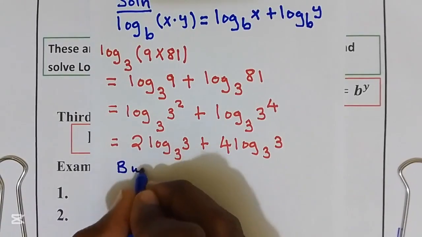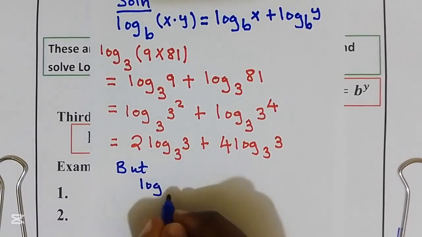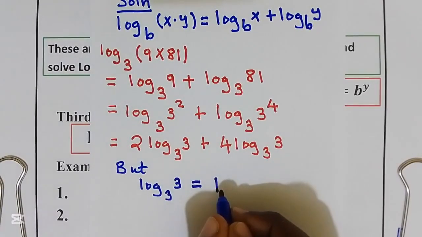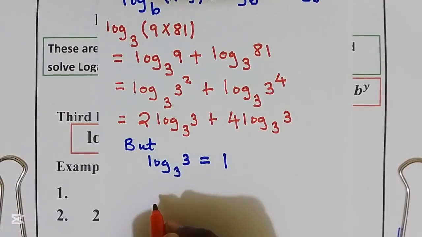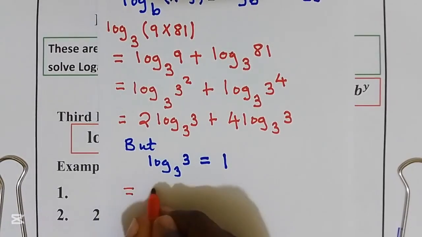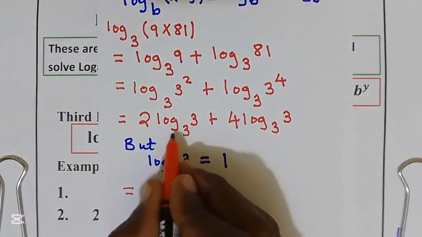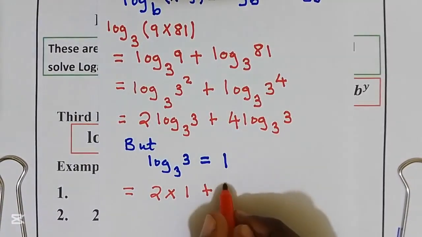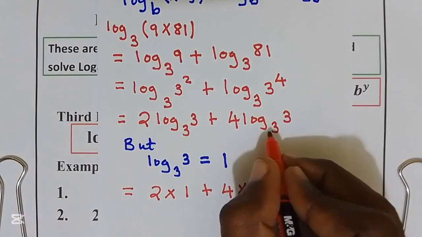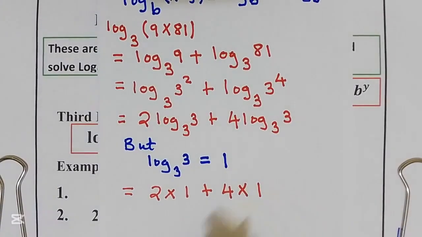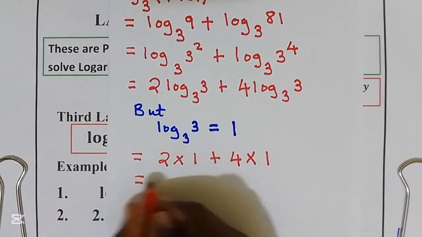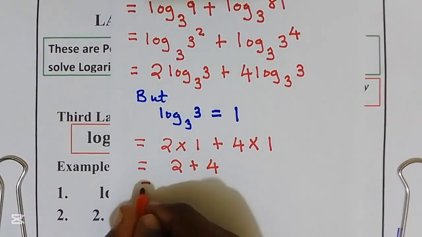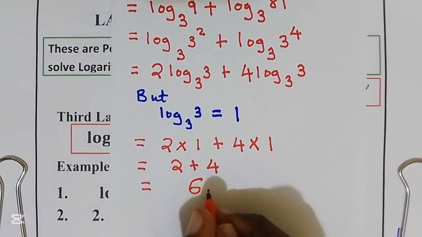But log base 3 of 3 is equal to 1. This will become 2 multiplied by 1 plus 4 multiplied by 1. This will give us 2 plus 4, which is going to give us 6.